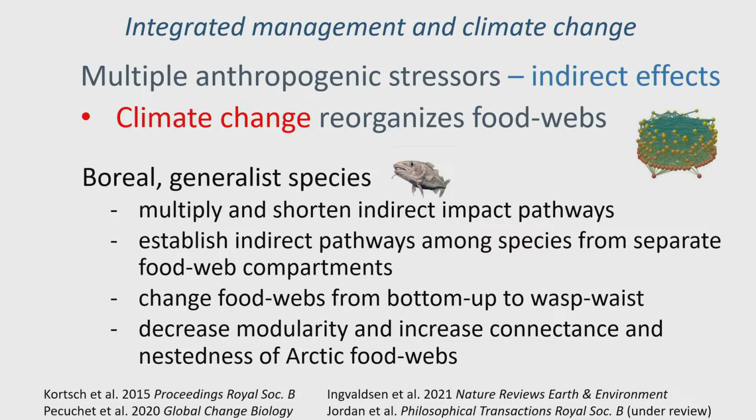There are a number of effects. The redistribution of generalist species tends to multiply the number of indirect impact pathways that affect an ecosystem. They shorten it. So what we see is that there are fewer links needed to connect one target species to fisheries, for example, to some other component of the ecosystem. These generalist species typically establish new indirect pathways among species that were originally separate with regard to food web compartment, for example, benthic versus pelagic species.